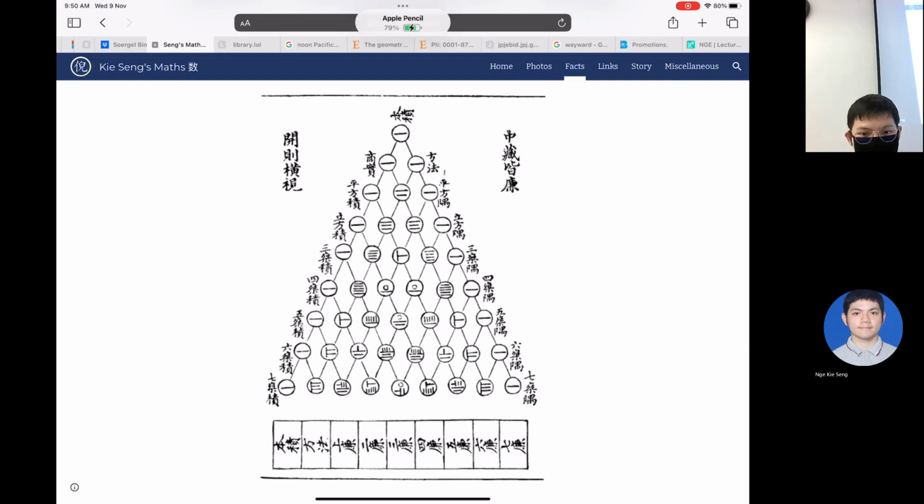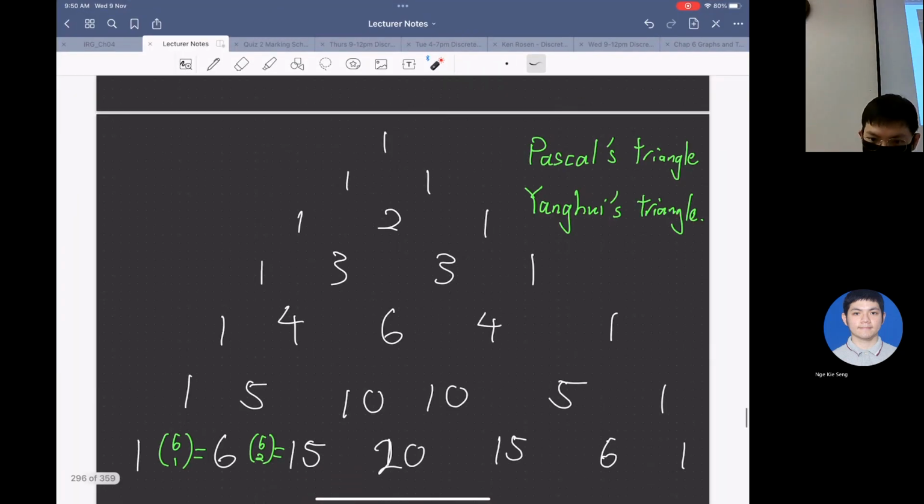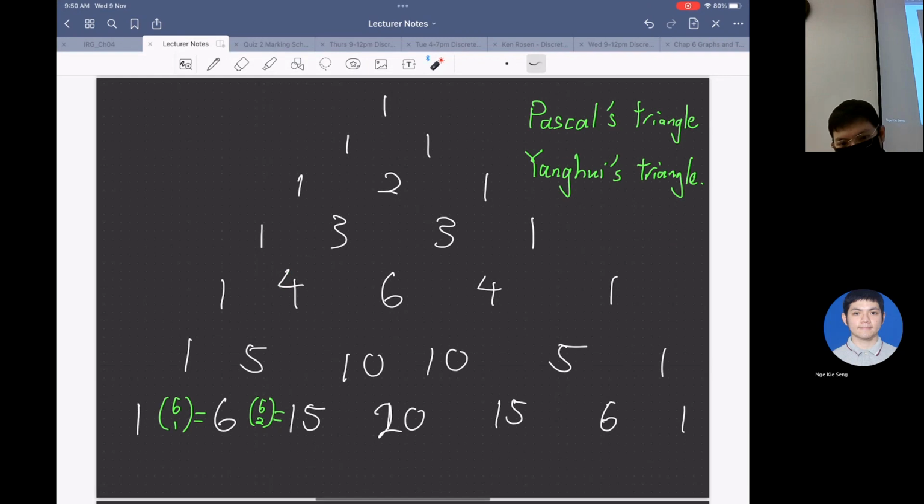Okay, this one is again. Later we come back from the break and then we try to prove this Pascal identity. Let's break until 10 o'clock.